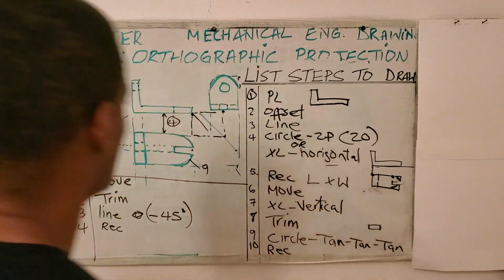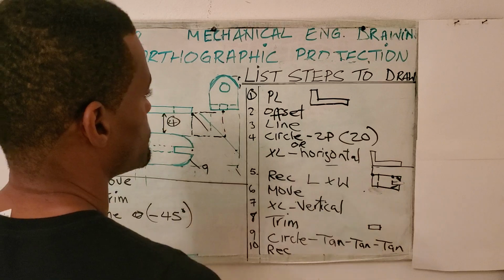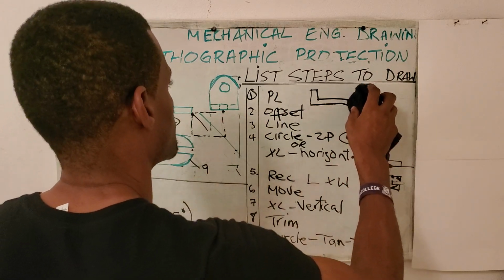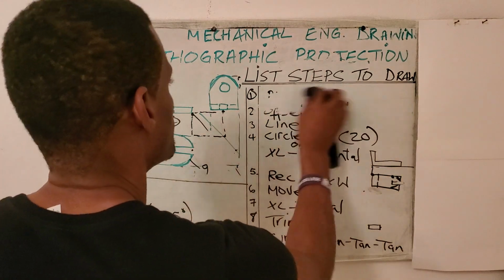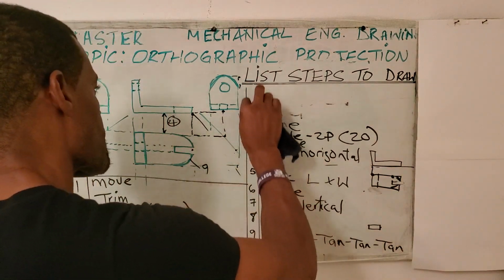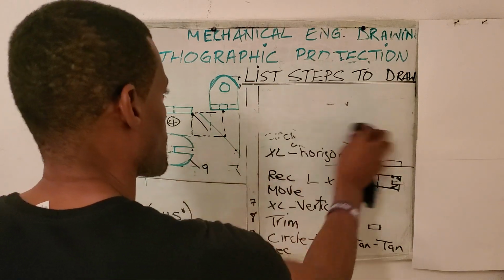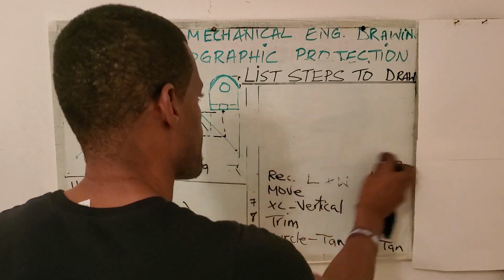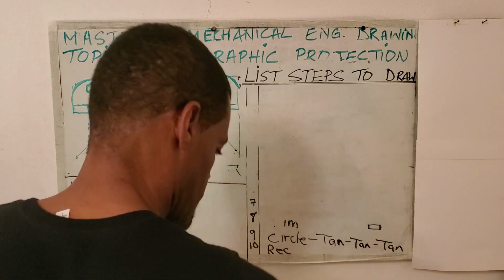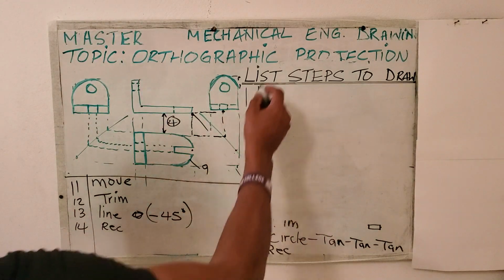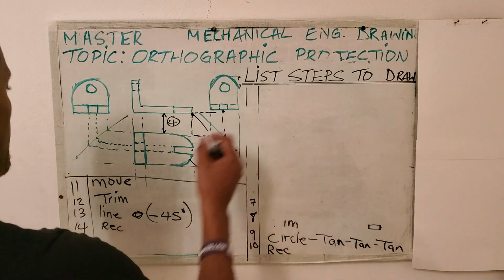Once you have that rectangle, I'm gonna erase some of this. Now that you have the rectangle, 14 rectangle, I would do 15.